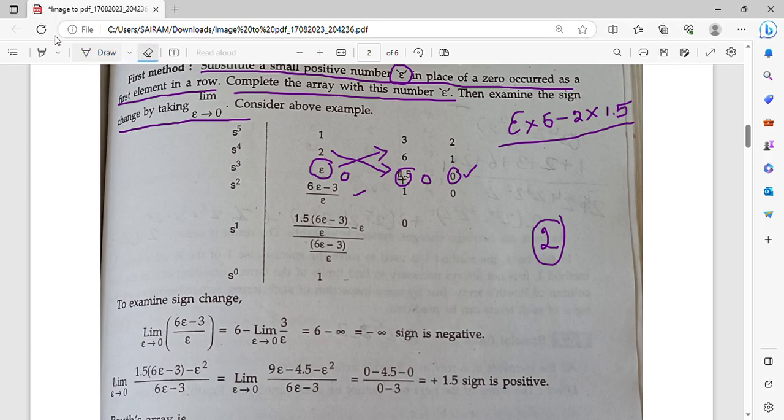So for special case number 1, you require 2 zeros.